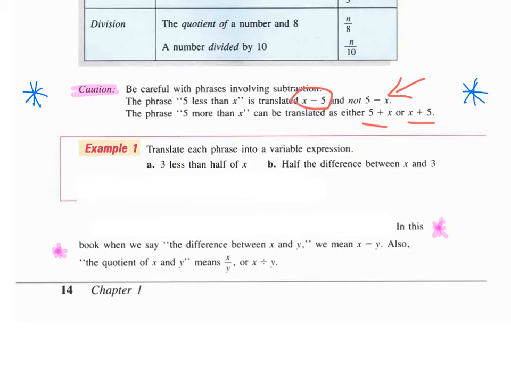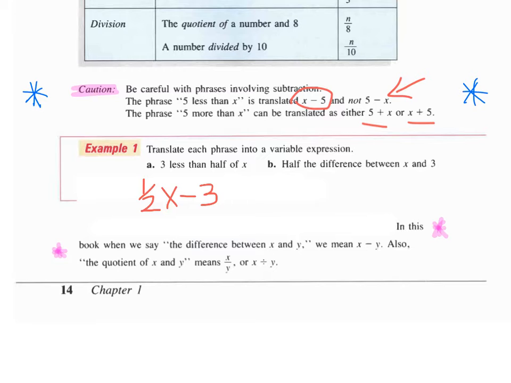Can anyone tell me the answer to example 1, part A? 3 less than half of x. What would you write for that? 1/2 x minus 3. Beautiful. Okay, so here the order matters. You would not translate it as 3 minus half x, even though you read the 3 first.